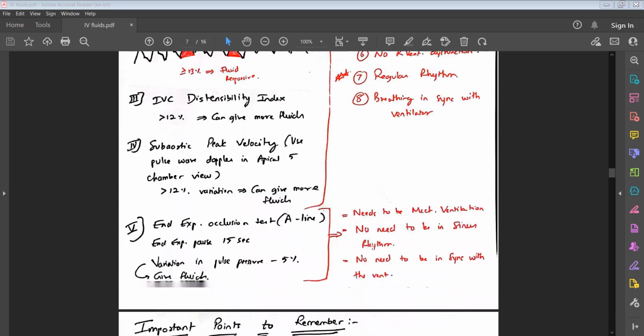For patients who are not having a normal sinus rhythm, let's say somebody is in AFib, you could use another measurement technique called the end expiratory occlusion test, for which again you need an arterial line, and you could do an end expiratory pause maneuver for 15 seconds and look at the variation in the pulse. If it is more than 5%, you can give fluids to the patient. The patient does not need to be in sinus rhythm to do this maneuver, and the patient does not need to be in sync with the vent.